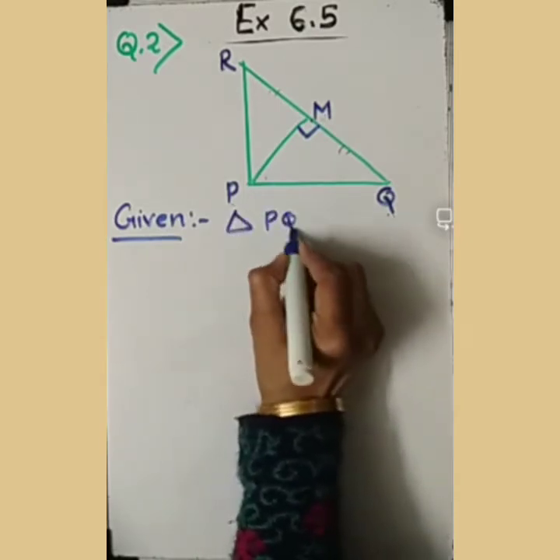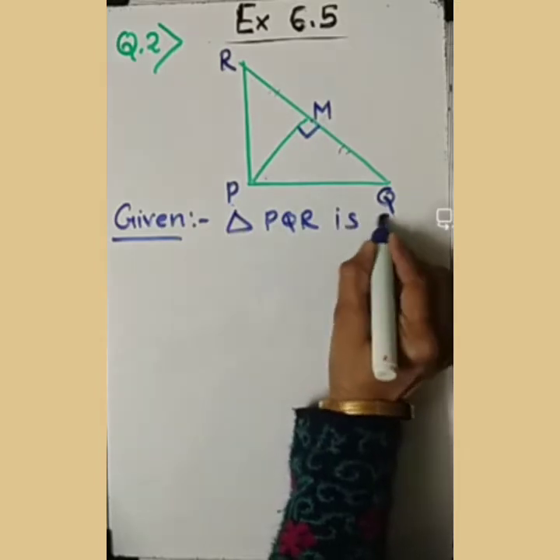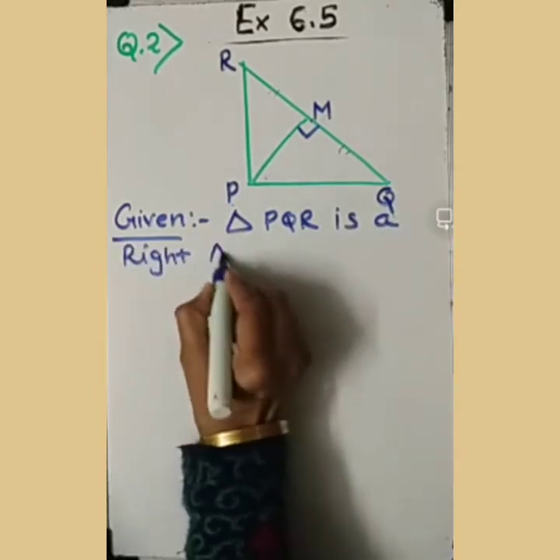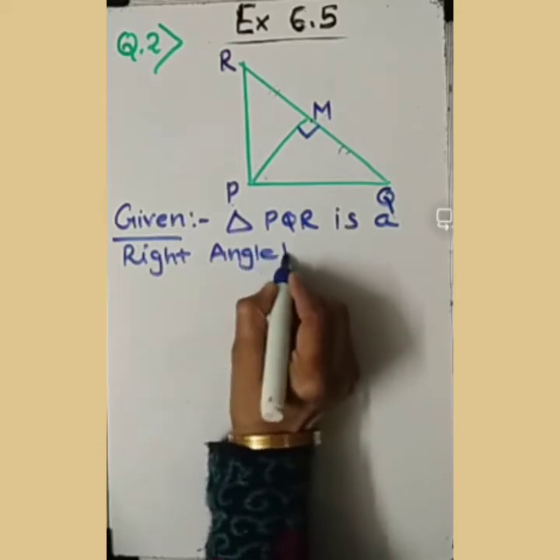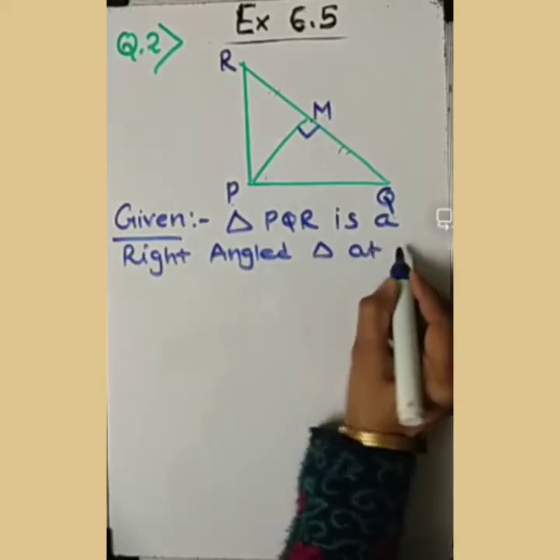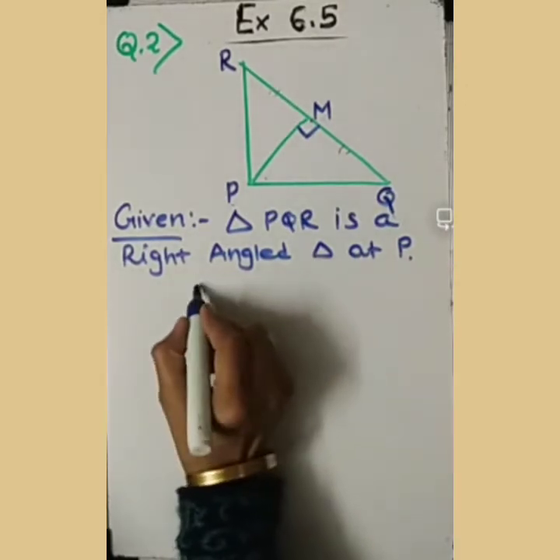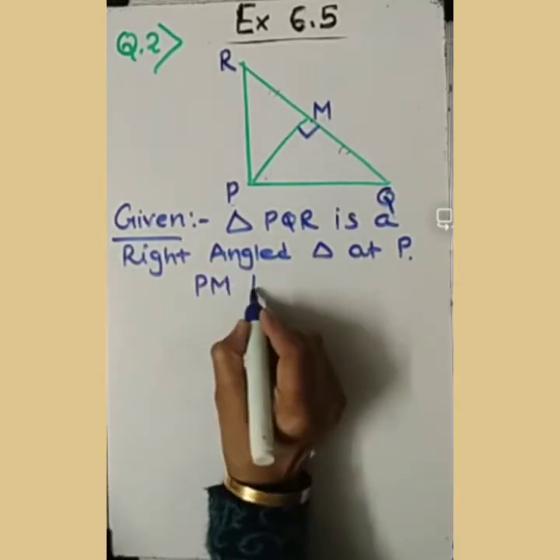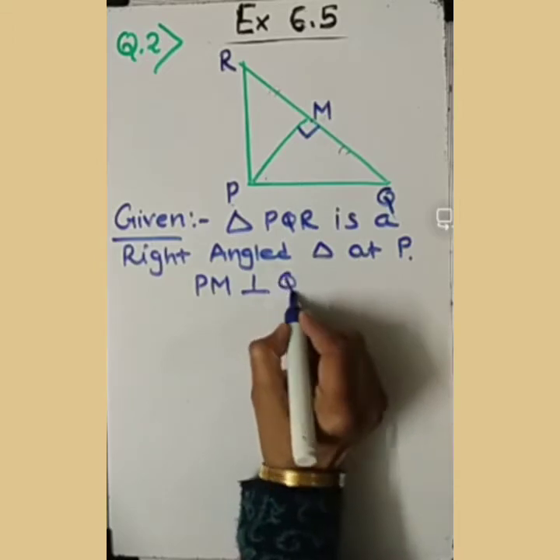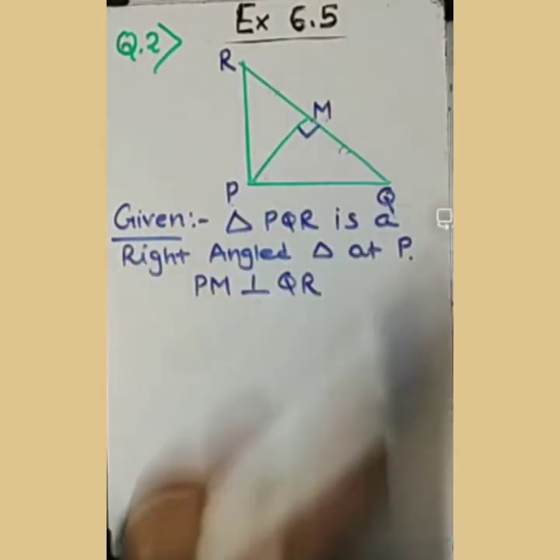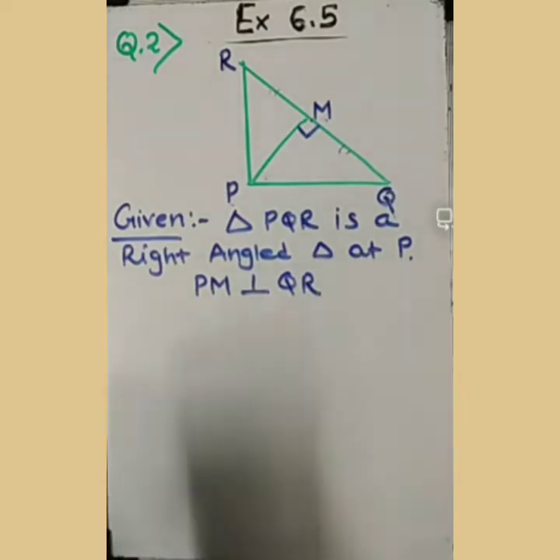Triangle PQR is a right angled triangle, right angled at P. Clear? And beside this, we are given PM perpendicular to QR. This also we are given, PM perpendicular to QR.